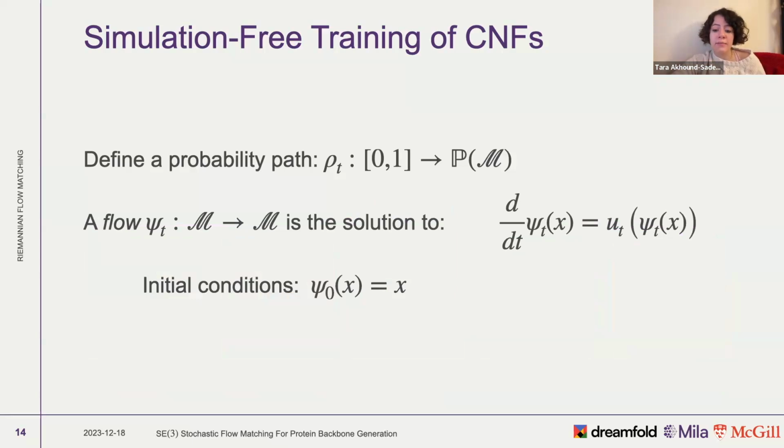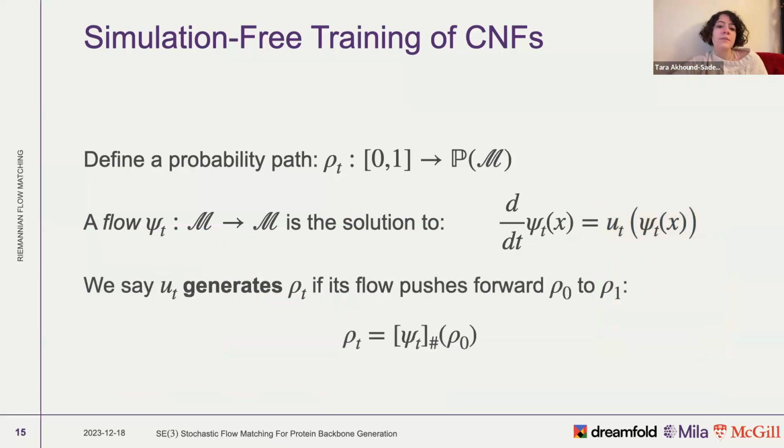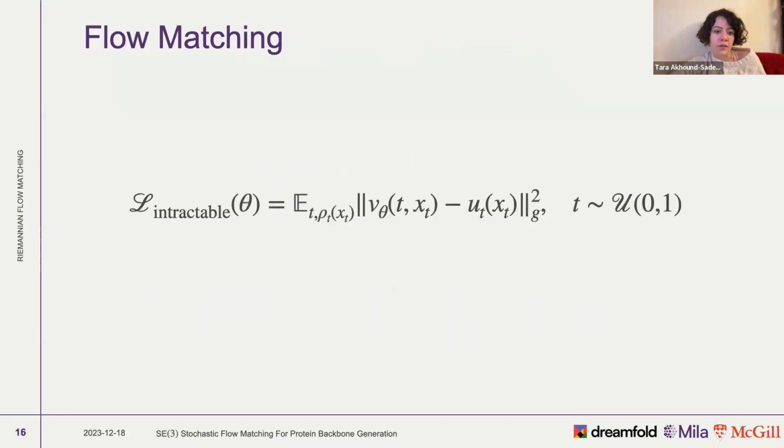The time derivative of the flow is given by this time-dependent vector field u_t. And we have some initial conditions for the ODE. And we say that this vector field u_t generates the probability path if its flow pushes forward rho_0 to rho_1. So this is the push forward operation that's pushing forward rho_0 to the probability at time t, basically, or to rho_1. And that's where the idea of flow matching comes in. The idea is to learn this flow that's pushing forward your probability, and to do that you can learn this vector field u_t. So you use a neural network to model this vector field u_t, and that's your flow matching loss.